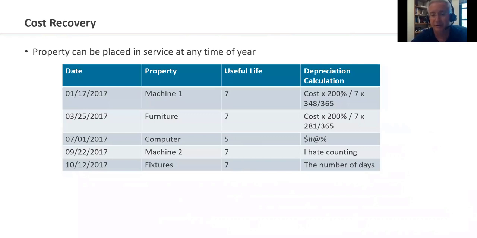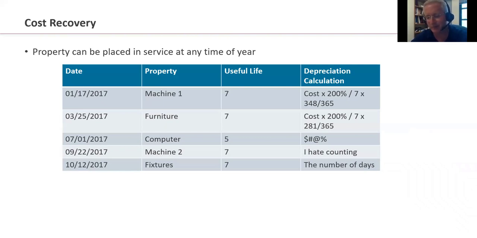So you could do that for the first machine, and you'd have to count the number of days from the 17th to the end of the year. You could do it again in March; you'd have to count the number of days from March 25th to the end of the year, that's 281 days. You get to the computer and you'd be like, screw this, this is ridiculous. Counting days doesn't make any sense. And this is particularly relevant for you young folk, because it was much harder to count days. You can do that now on the internet, go to timeanddate.com and it will calculate days for you. But in the old days, you just didn't have that option.